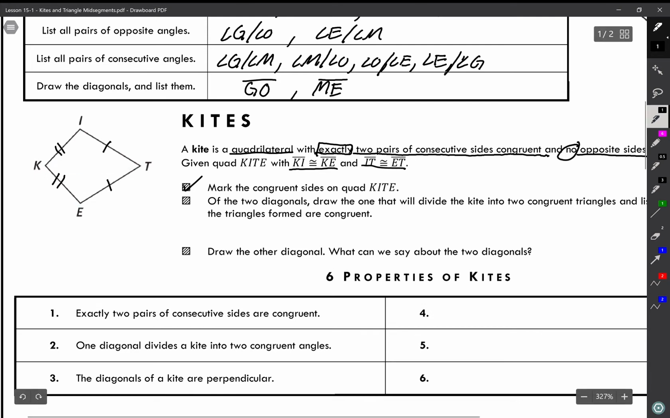The first one we drew, those triangles do not look congruent. Congruent triangles basically mean that they're the same shape and the same size. Those are not the same shape and same size. But when I draw this one, they very much do look like 2 equal triangles, right? One just kind of flipped over the other. So the diagonal that we draw will be KT.